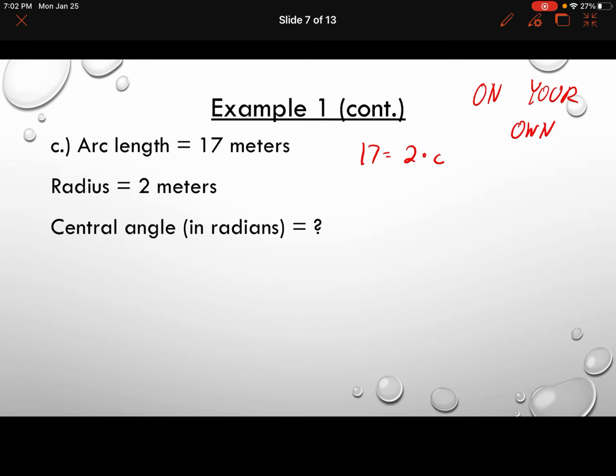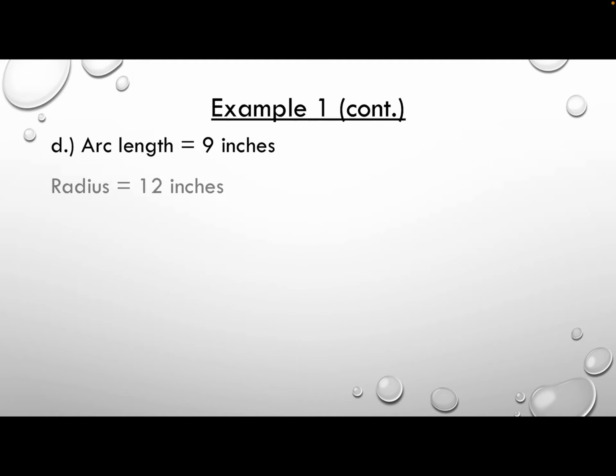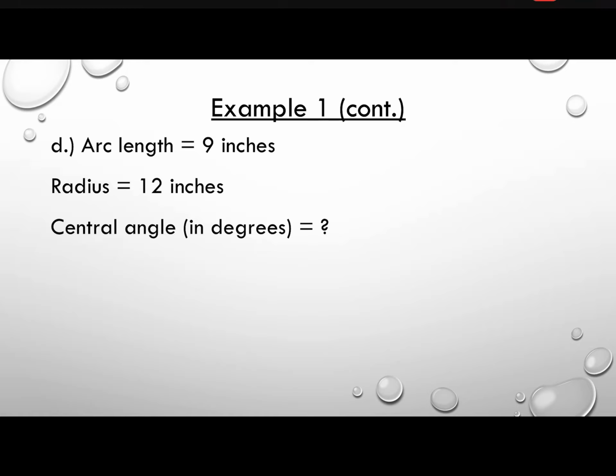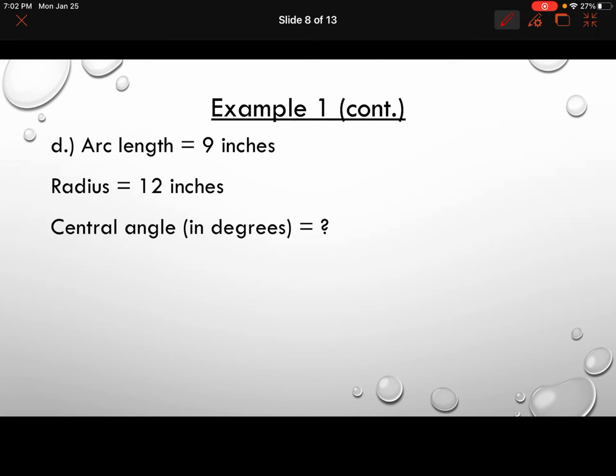Now let's look at D, because D is where we start getting into something a little bit different. D is similar to C, where you're given the arc length and the radius, but this time you are asked to find the central angle in degrees, not in radians, but in degrees. Well, let's set it up just like we normally would. So we have 9 is equal to 12 times the central angle, which we'll just call C.